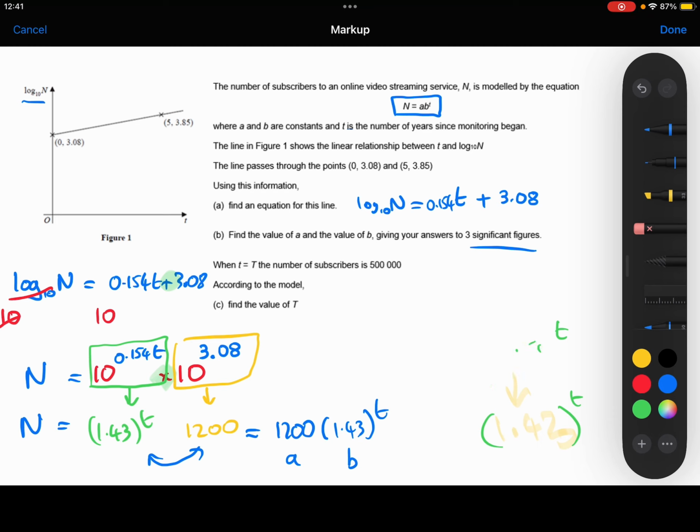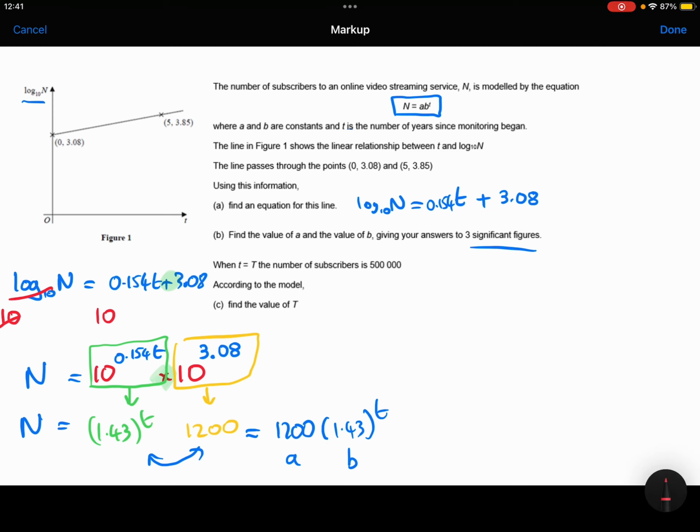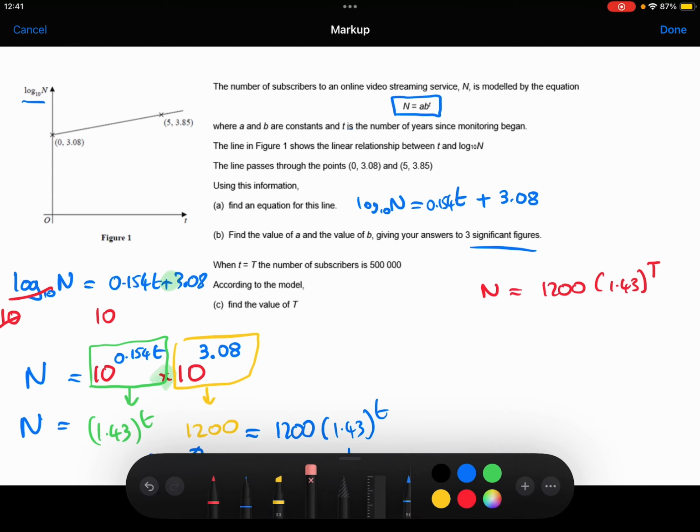Part C says that when T is capital T, the number of subscribers is 500,000. According to the model, so according to my equation, we need to find the value of T when N is 500,000. So if I divide by 1,200, so 500,000 divided by 1,200, we get 416.6.